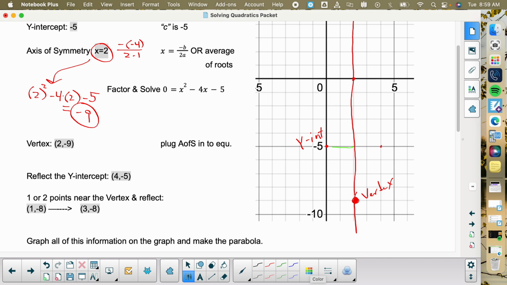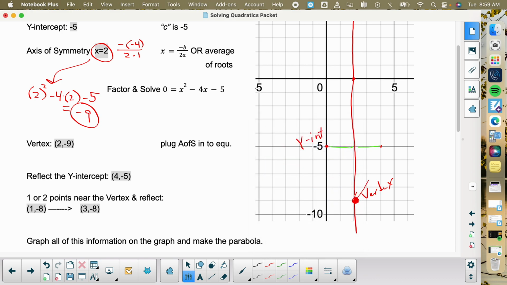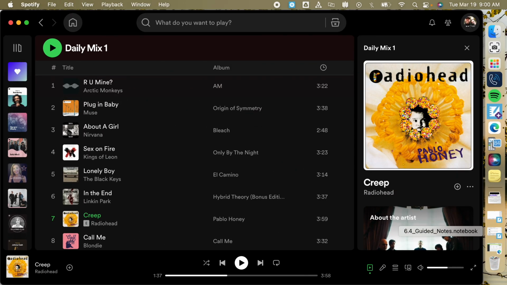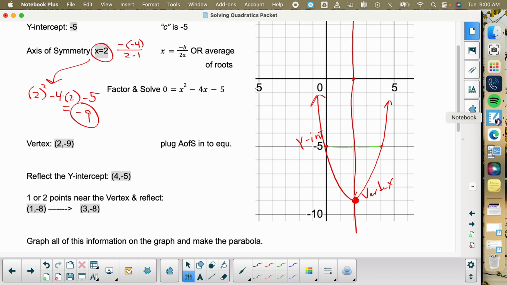Since this point was 2 squares away right there, we're gonna draw the other one 2 squares away on the other side. And then as soon as you have that mirror image, we can make the U shape because we have 3 points. Now luckily, these aren't easy at all, but it's gonna be the exact same steps every time. Same order, same steps.